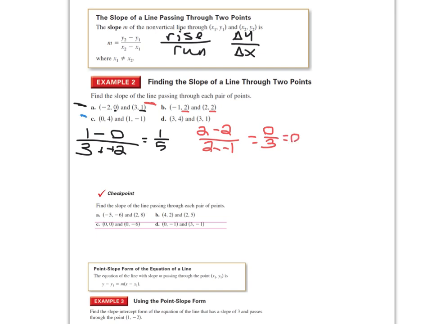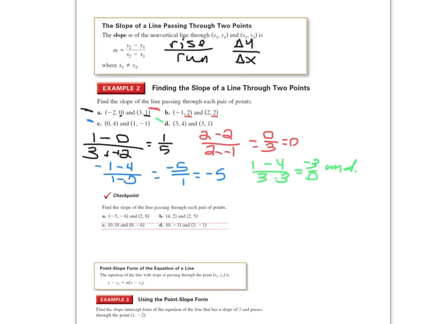Your next one is going to be this one. So I'm going negative 1 minus 4 over 1 minus 0, which gives you negative 5 over 1, so your slope is negative 5. And then the last one is 1 minus 4 and 3 minus 3, which gives you negative 3 over 0, which is undefined. If it's undefined, that means it's a vertical line. Okay, checkpoint, again, I'm not going to do this checkpoint. You've done slope 50 million times. So let's go to point-slope form of the equation of a line.